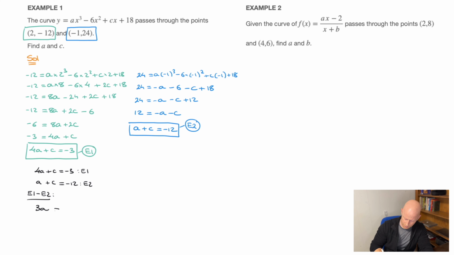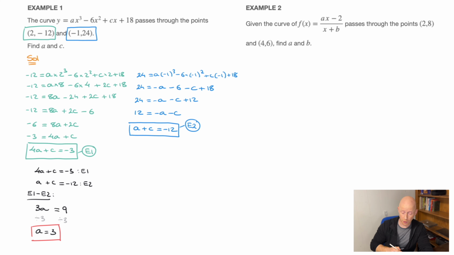And so that will equal the right-hand side, so we'll have negative 3 minus negative 12. And negative 3 minus negative 12, well, that's negative 3 plus 12. So negative 3 plus 12 turns into 9. Next, since 3 times a equals 9, we can figure out what a is by dividing both sides by 3, which quickly tells us that a equals 9 divided by 3, which is 3.